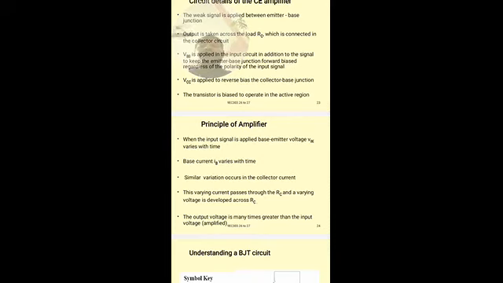Here the output voltage is many times greater than the input voltage, because the output has high resistance, as the junction is reverse biased at the output side. So when the current is passing through this high resistance, a large voltage is going to be produced at the output side.